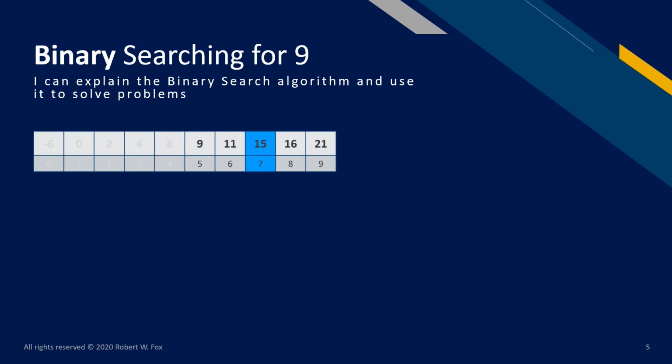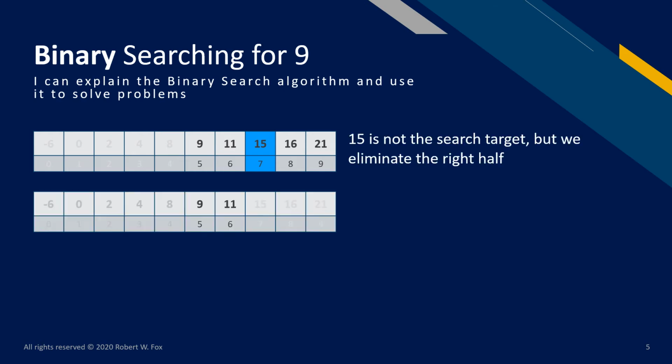And element 7 is not what I'm looking for. However, I can eliminate half my list because I'm looking for 9. And so I can ask, does 9 occur, is it bigger than 15? Or is it smaller? And of course it's smaller, so I will eliminate the right half of my list.